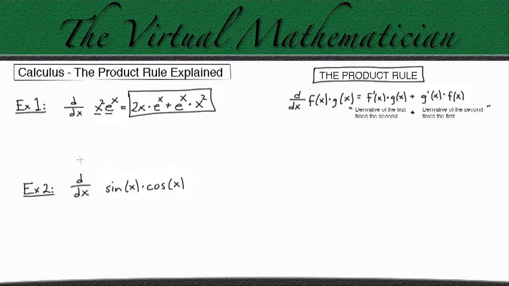Okay, now let's look at example 2. So we need to take the derivative of sine of x times cosine x. So let's let sine be function 1 and cosine be function 2. Then by the product rule, this derivative equals the derivative of the first, which is going to be cosine of x, times the second, which is cosine of x, plus the derivative of the second, which is going to be negative sine of x, times the first, which is sine of x.